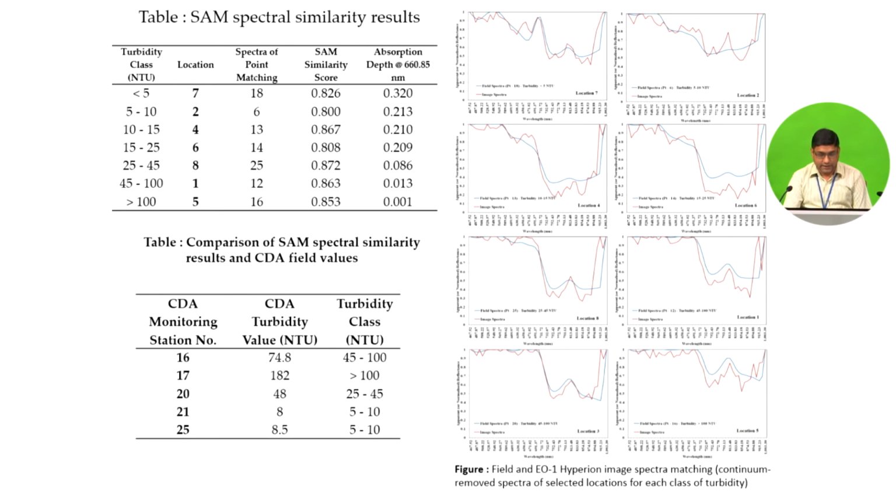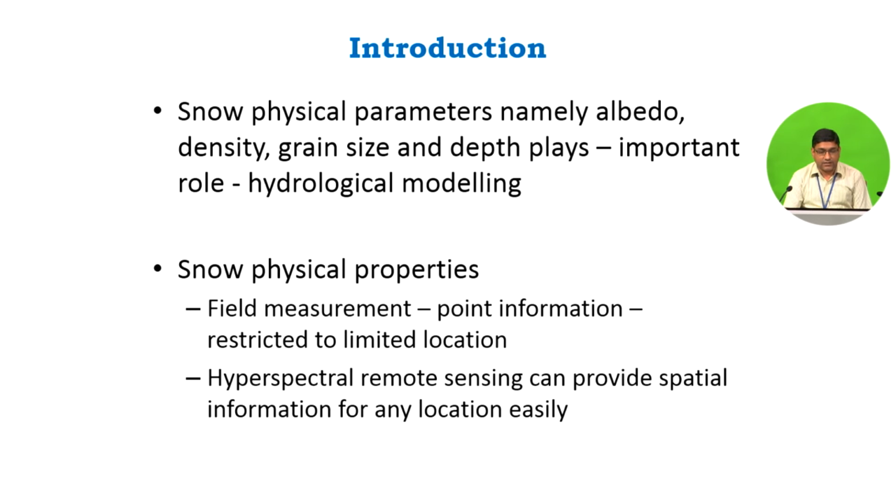So now we will look at the applications of hyperspectral remote sensing in snow studies. As we all know, snow physical parameters are important for hydrological modeling, snow melt runoff modeling, and climate change studies. Field measurement of these properties will give you point information and is restricted to limited locations, as many of the locations are not accessible. So hyperspectral remote sensing can provide spatial information for any location easily.